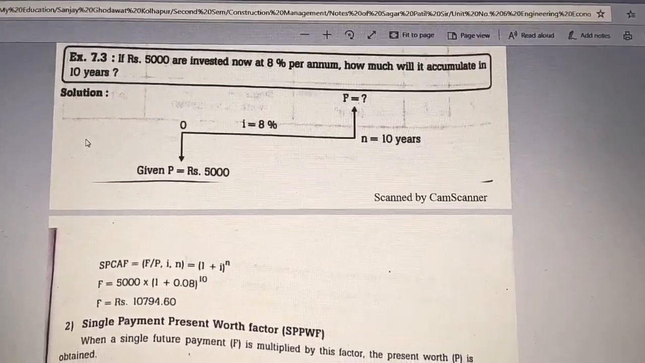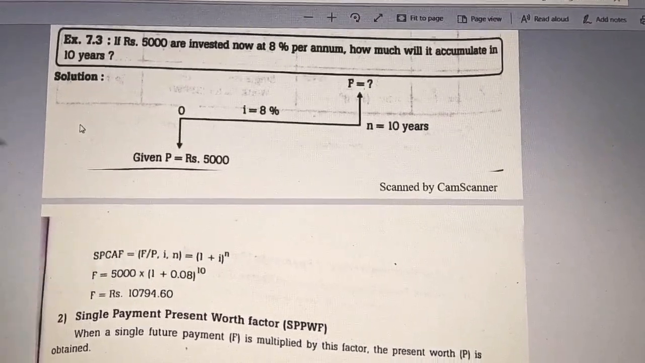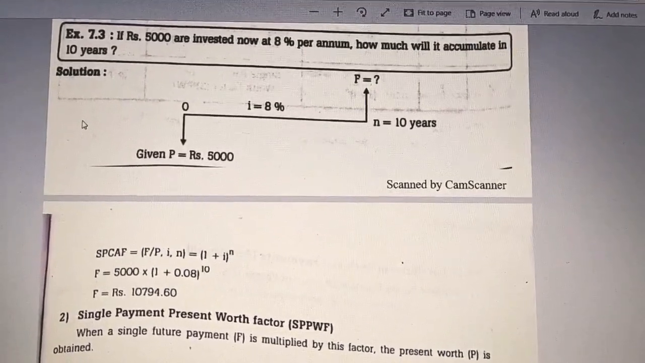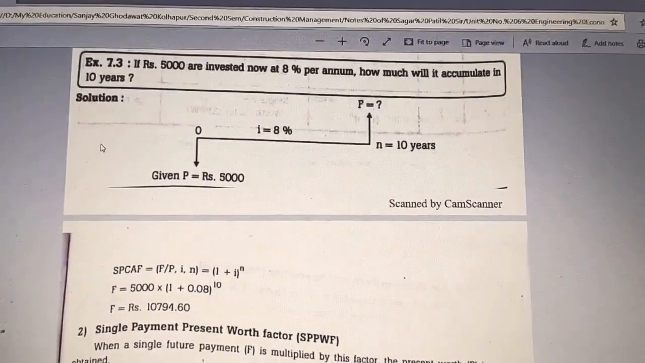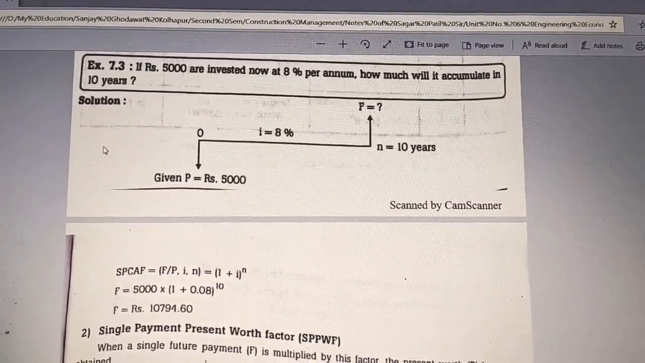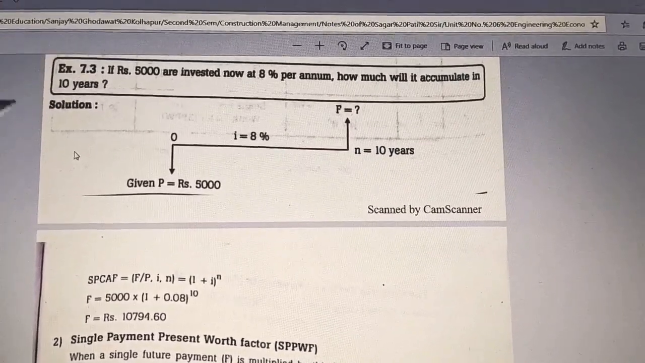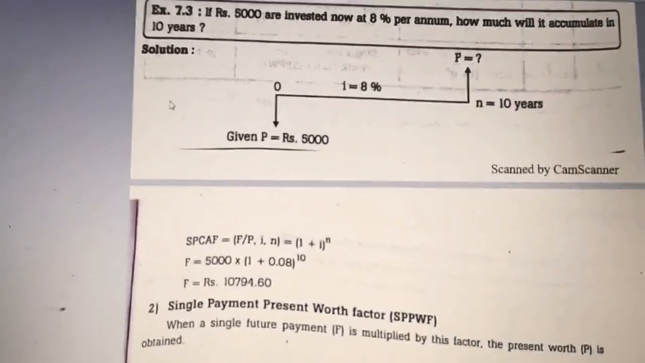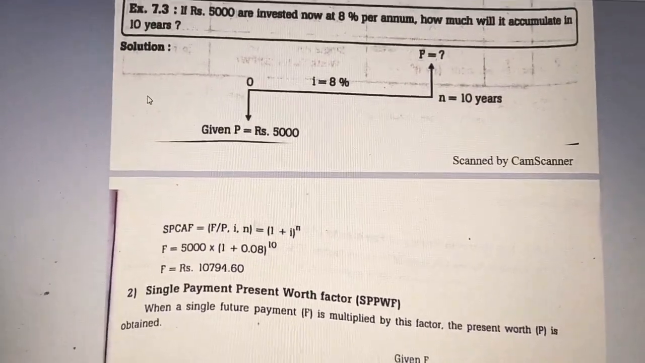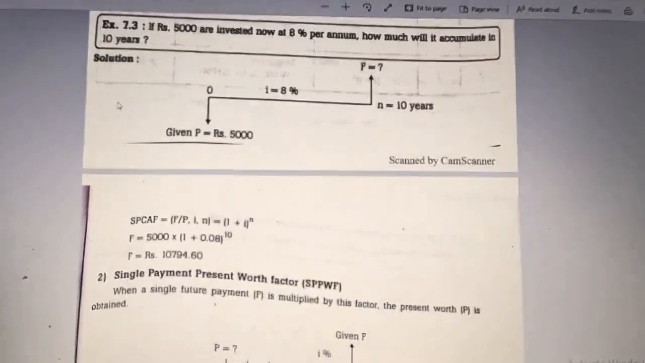So 1 is a constant number, no need to worry. And after that I. So what this I is representing here, that I is representing my interest rate 8%. And after that 1 plus I raised to N. So what that N is representing, that N is representing the total years of investment, that is 10 here. So with this I made the given data very clear. The formula is F is equal to P into 1 plus I raised to N.